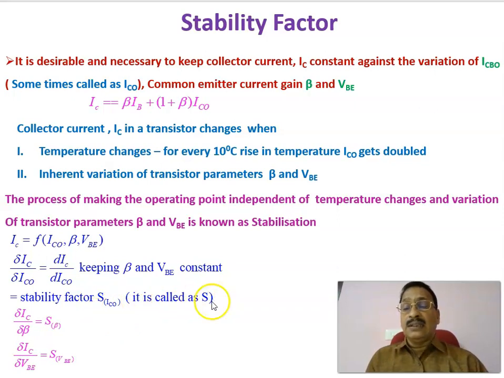When we are telling the stability factor, normally we mean dou IC by dou ICO, or dIC by dICO, keeping beta and VBE constant. Now, the second stability factor is the variation in IC with respect to the variation in beta, dou IC by dou beta, which we call S beta. Similarly, dou IC by dou VBE, the rate of change of IC with respect to the change of VBE, is called S VBE. Therefore, there are three stability factors: S ICO, normally called S, then S beta and S VBE.